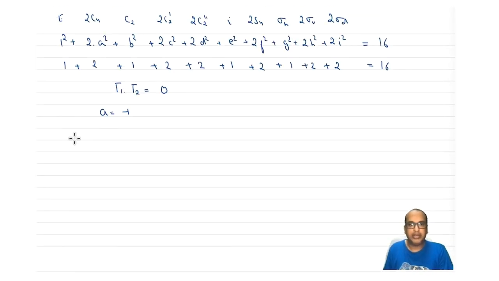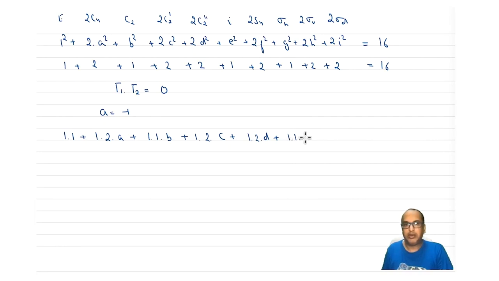Okay, now again let's see, the tau 1 dot tau 2 condition is 1 dot 1 plus 1 dot 2 dot A, plus 1 dot 1 dot B, plus 1 dot 2 dot C, plus 1 dot 2 dot D, plus 1 dot 1 dot E, plus 1 dot 2 dot F, plus 1 dot 1 dot G, plus 1 dot 2 dot H, plus 1 dot 2 dot I, and this should be equal to 0, right?